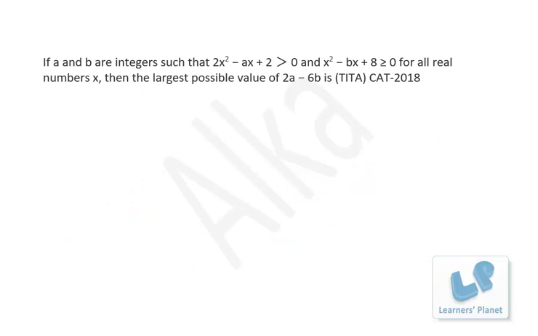Now this is a TITA problem from the CAT 2018 paper. If a and b are integers such that 2x square minus ax plus 2 is greater than 0, and x square minus bx plus 8 is also greater than or equal to 0 for all real numbers x, then find the largest possible value of 2a minus 6b. So first of all, if this expression is greater than 0, that means the roots of this equation are not real. Right? So this equation has no real roots, and similarly the roots of the other equation are not real.